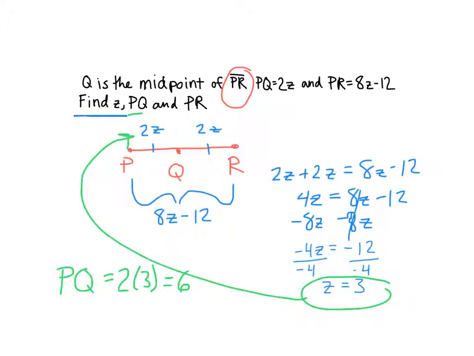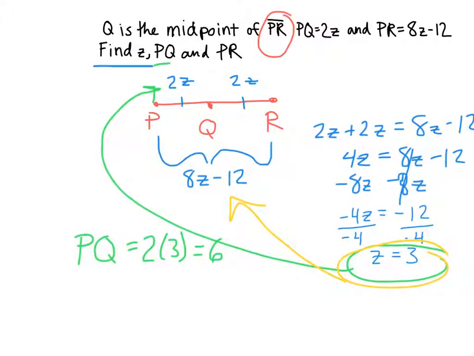And how do we find PR? So you put 3 into the Z, and so it would be 8 times 3, which is 24, minus 12. We could also add 6 and 6, right? Because we know that PQ is 6 and QR is 6, so then the whole thing would be 12. Or we could take the Z and plug it into 8Z minus 12, which would be PR is equal to 8 times 3 minus 12, which would be 12.